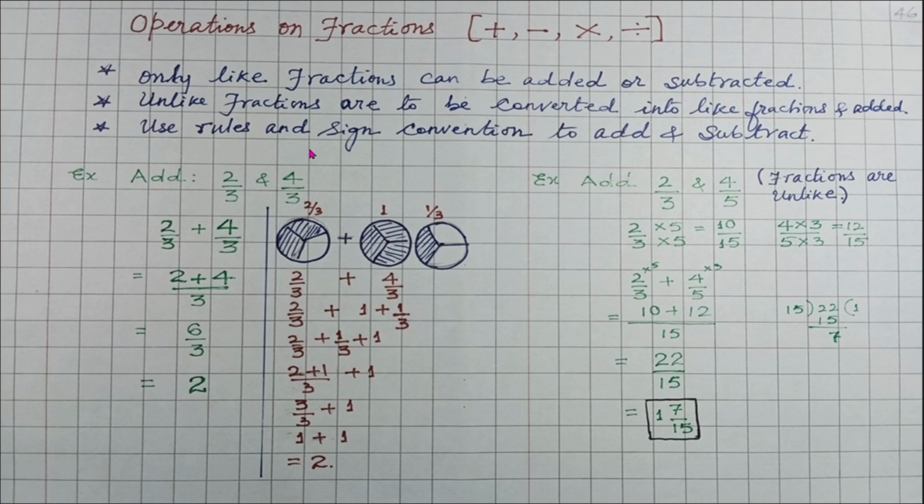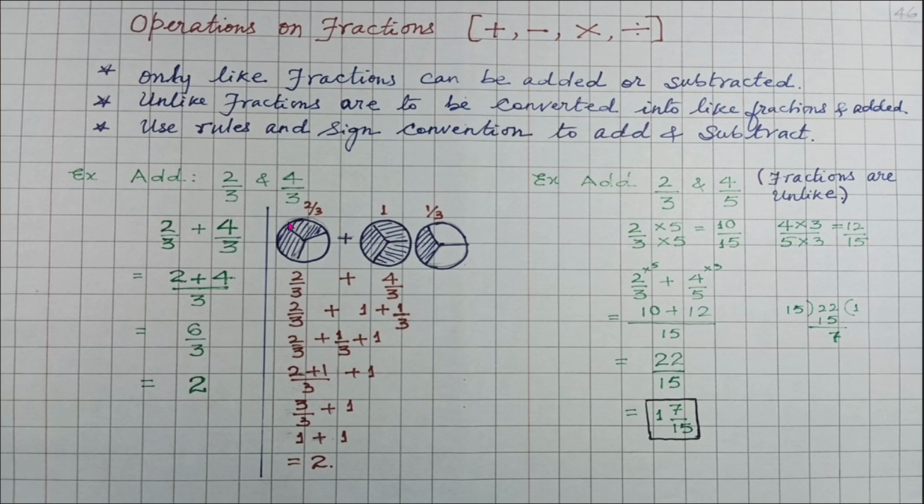Now we have to follow the rules and sign conventions to add and subtract. So these are the three important rules which we have to remember: only like fractions can be added, unlike fractions cannot be added, and if unlike fractions are there, then convert them into like fractions and then follow the rules of addition, and also follow the sign convention to add and subtract the fractions. Let us take a few examples.